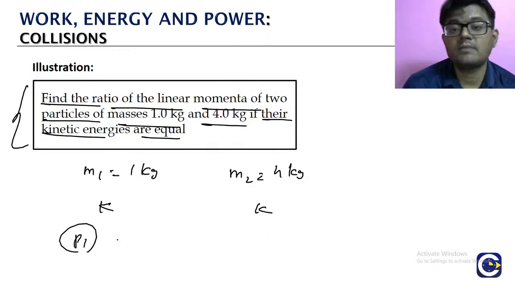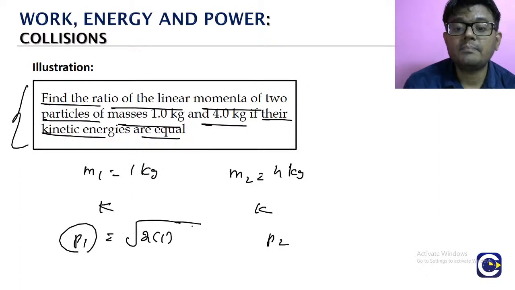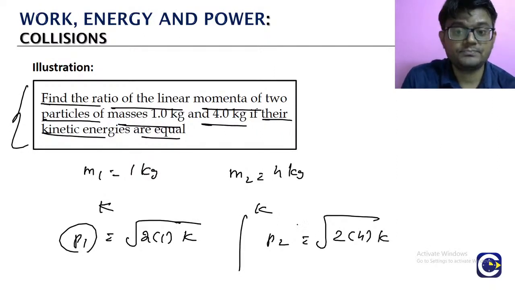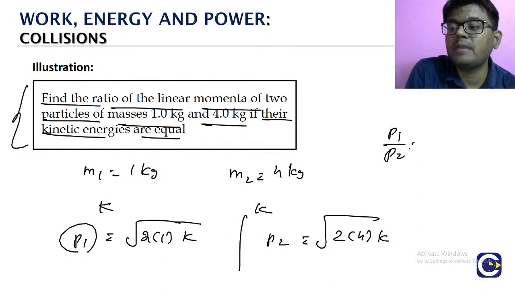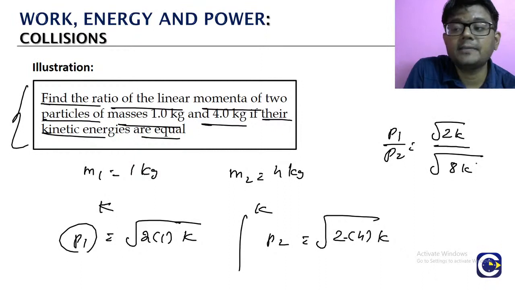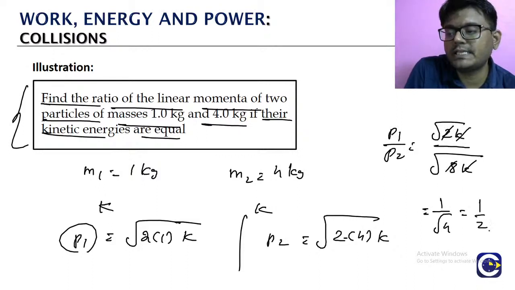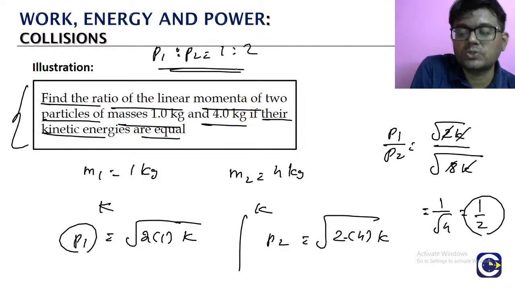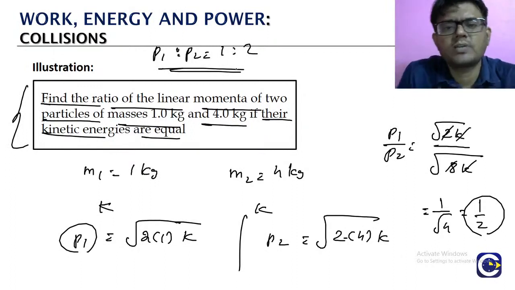Means what? Let us say momentum of this is P1. This is P2. What is P1? Root 2 m1 K. What is P2? Root 2 m2 K. The ratio of the momenta, right? P1 by P2, what is it? Root 2 times 1 K by root of 2 times 4 K, that is 8K. K will get cancelled. 2 ones are 2, 4 twos are 8. So 1 by root 4, what is it? 1 by 2. The ratio of the linear momenta, P1 by P2 is what? 1:2. These kind of ratio based questions also can be asked.